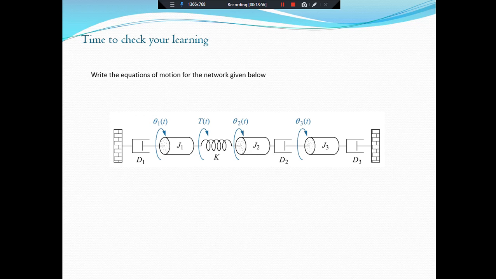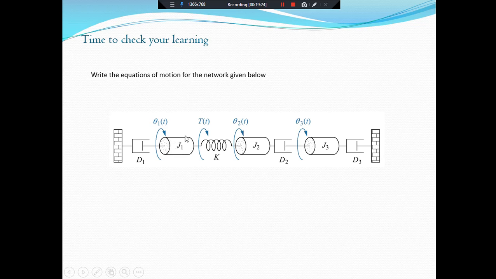If you can write the equation of this system, you can easily find the transfer function of this system, either theta 3 by torque T, or theta 2 by torque, or theta 1 by whatever the question, whatever you have to find, you can easily find. The main problem is to write the equation. Okay, let me tell you, it's very easy.